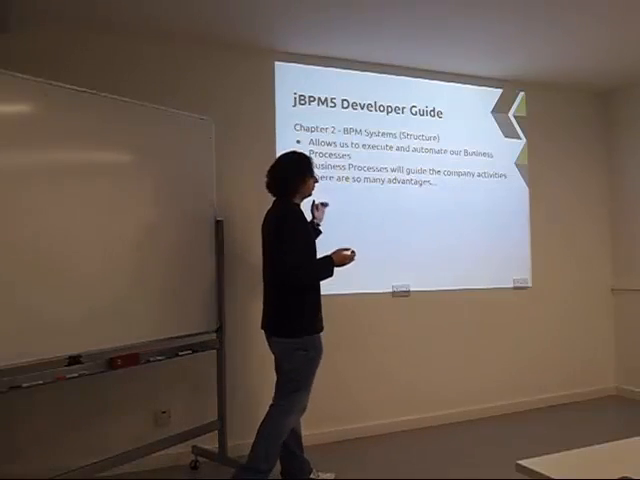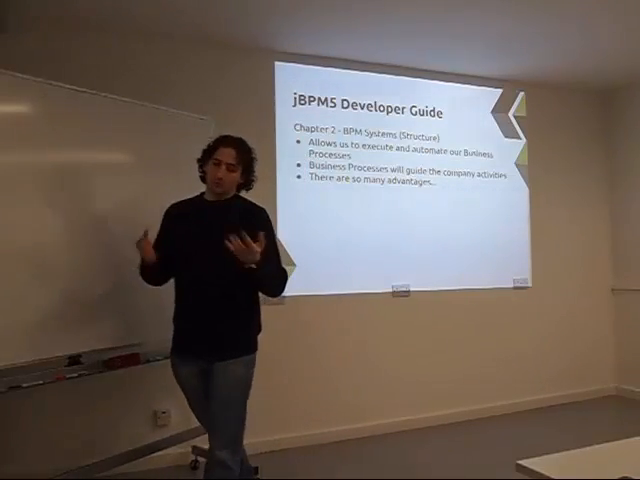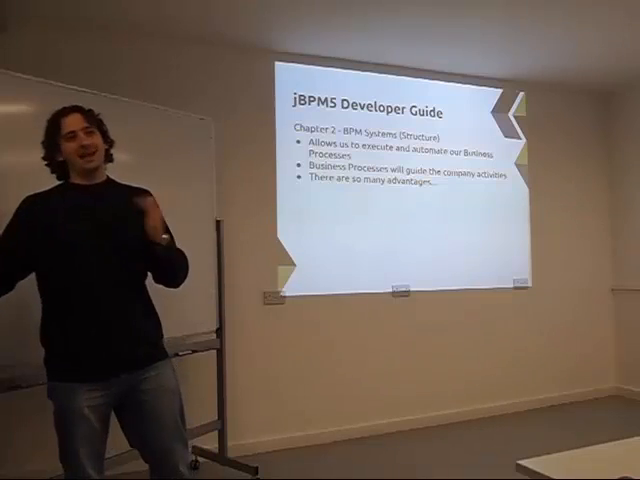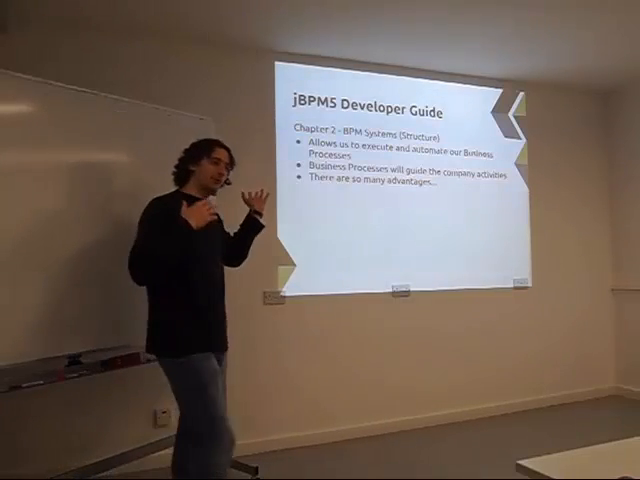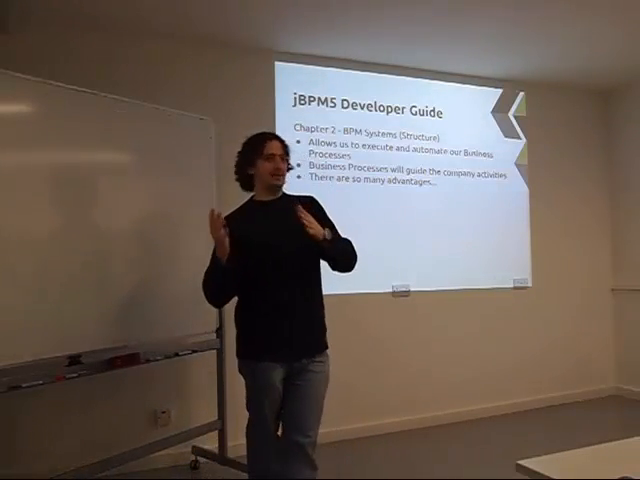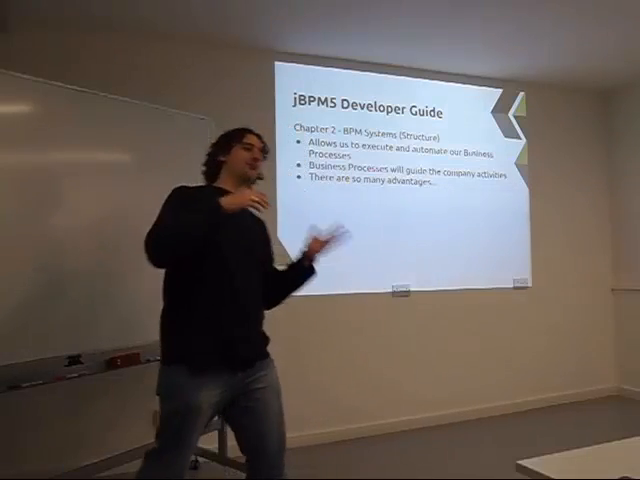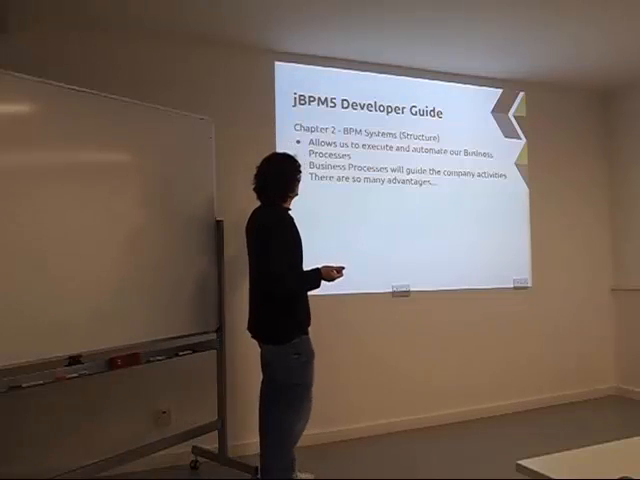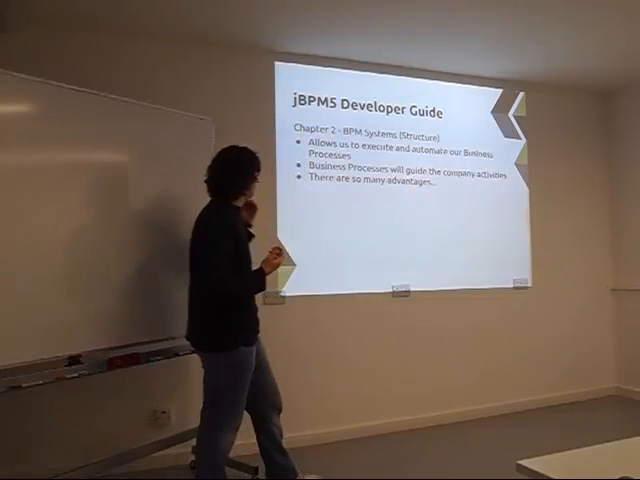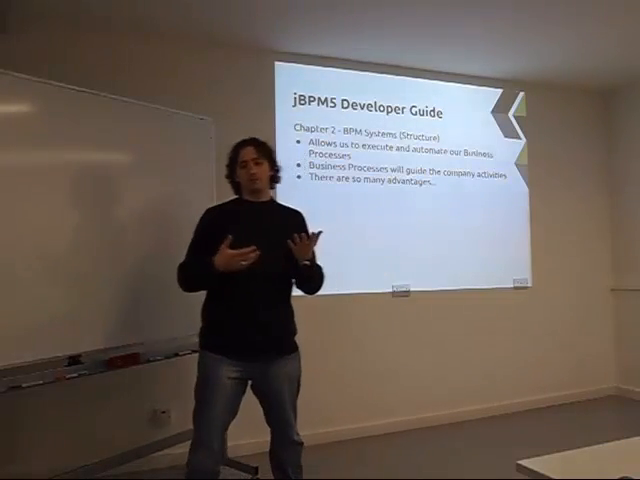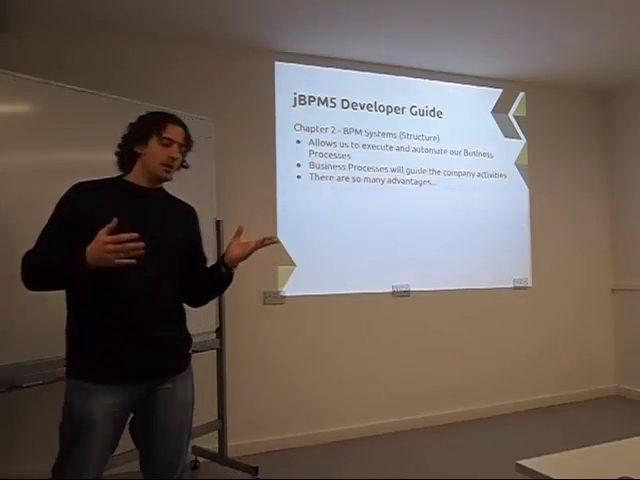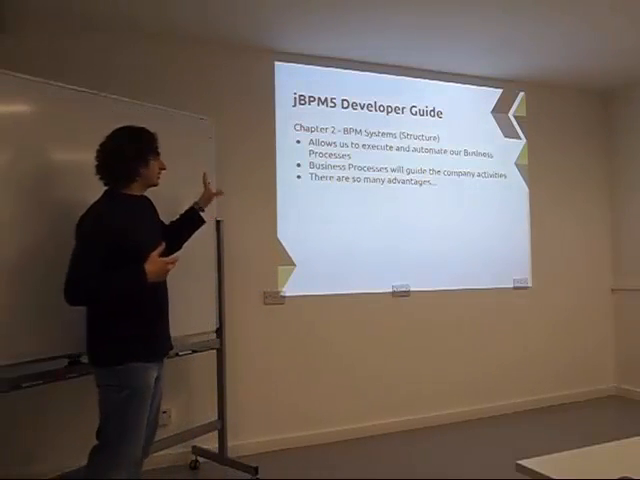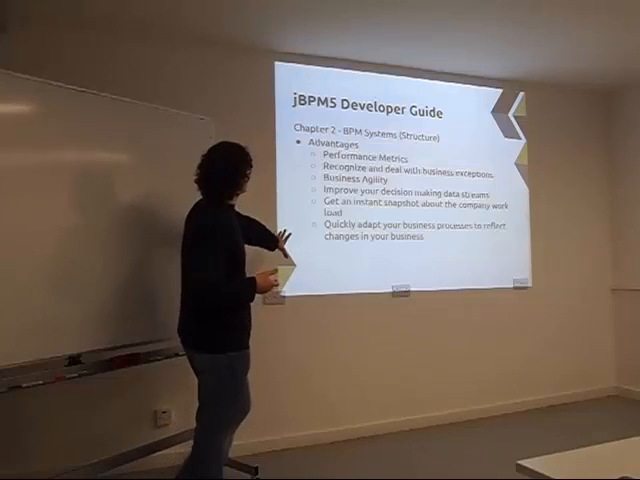So in chapter 2, what we'll cover is what is called BPMS. So BPM is that methodology. BPMS is a system that allows us to follow that methodology. Okay. So it's a business process management system. And this system simply allows us to execute and automate our business processes. And let's go ahead and see the advantages that we have.